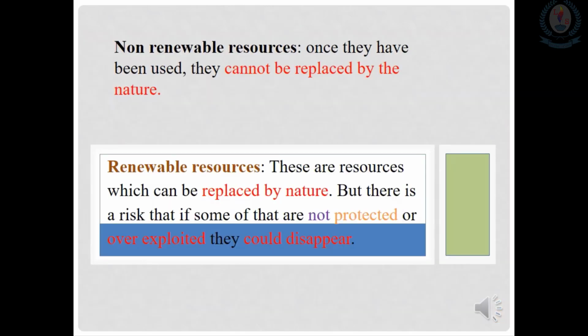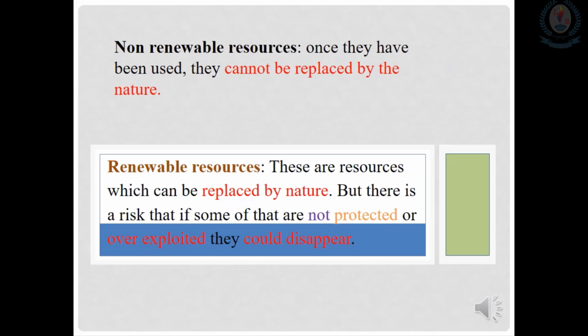According to the classification of natural resources, non-renewable resources can be defined as once they have been used, they cannot be replaced by nature. For example, oil is a non-renewable resource. If it is extracted constantly for the production process, there will be a scarcity of oil, or it is likely that one day oil will completely run out.